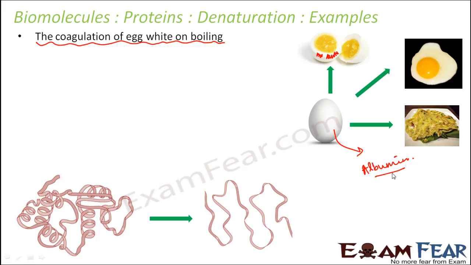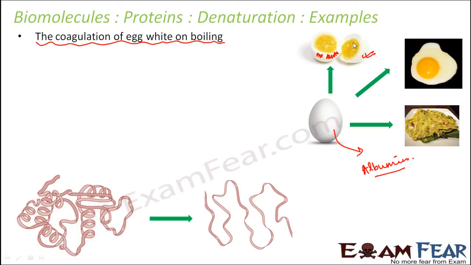So what happens? The protein loses its complex structures and only the primary structure is left. Once that primary structure is left, it loses all its biological activity and it forms this egg white. And that is why it is said that it is very rich in protein, because protein is still there, but it just loses all the complex structure and it forms this. So this is an example of denaturation of protein.